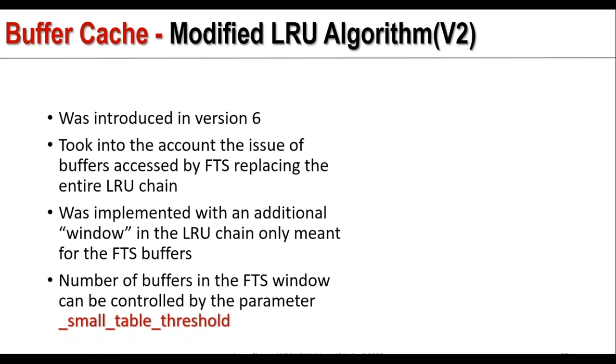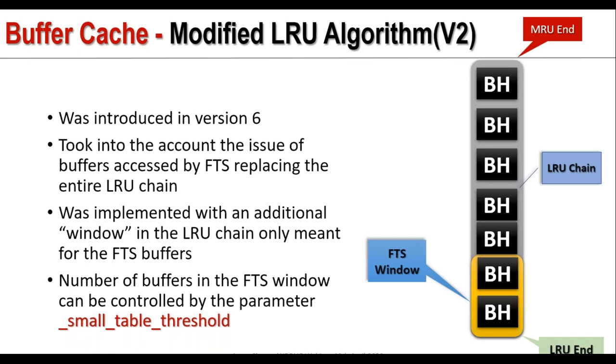So basically, the previous link list did actually change to something like this. Now you do have the same link list, but a small section is maintained by something called the full table scan window. This full table scan window was maintained by something called the small table threshold. The small table threshold is still around, though that parameter has had internal changes depending upon the version. Usually it is 2%, but in one of the versions it became 5%, then was reduced again to 2% of the buffer cache.